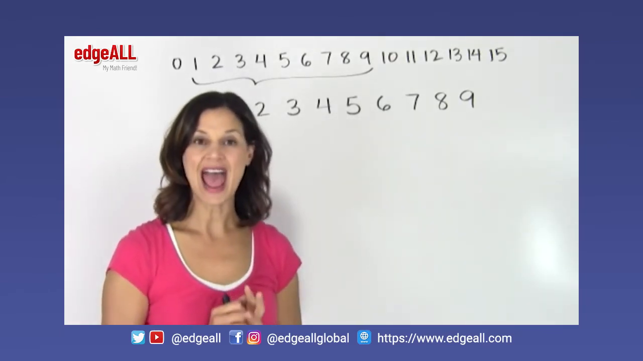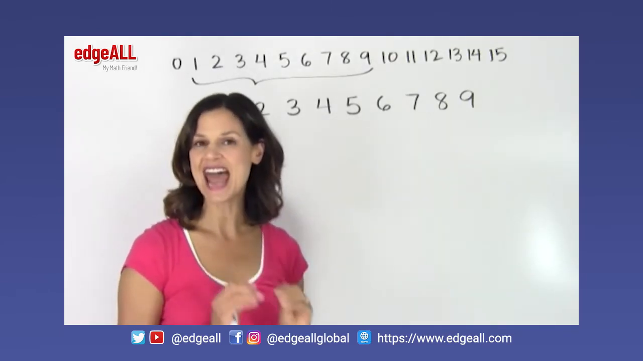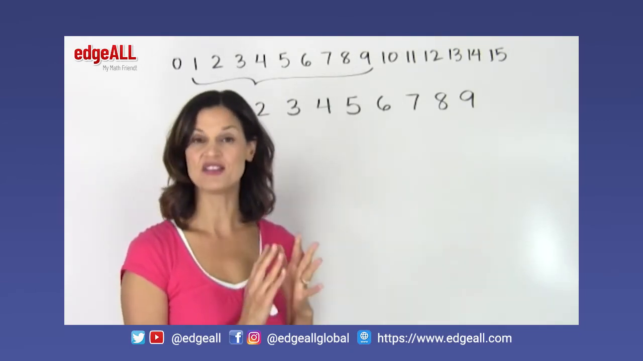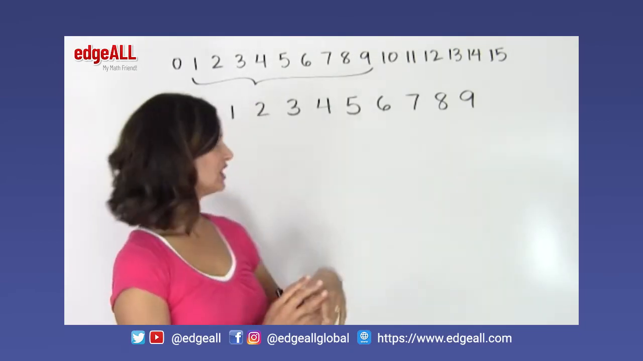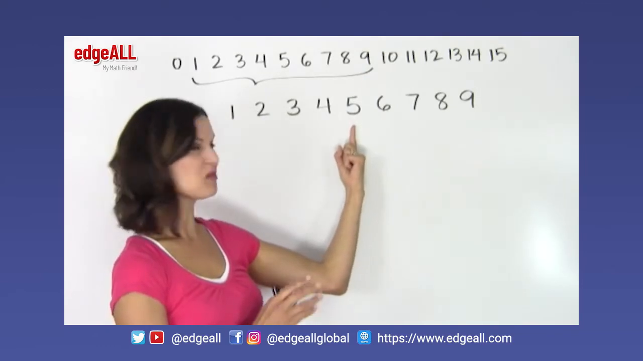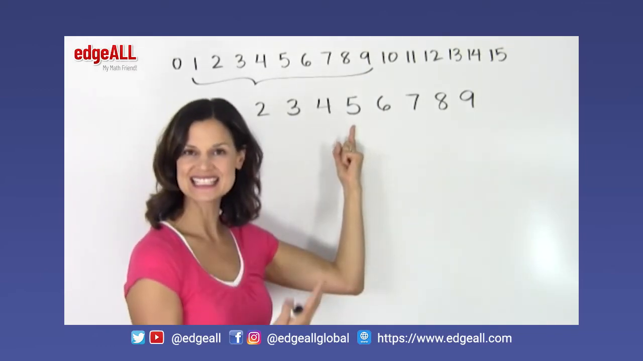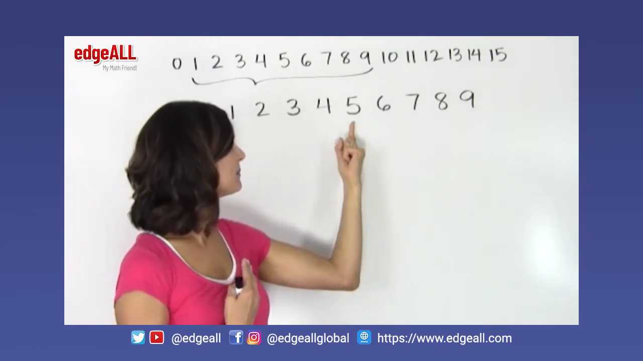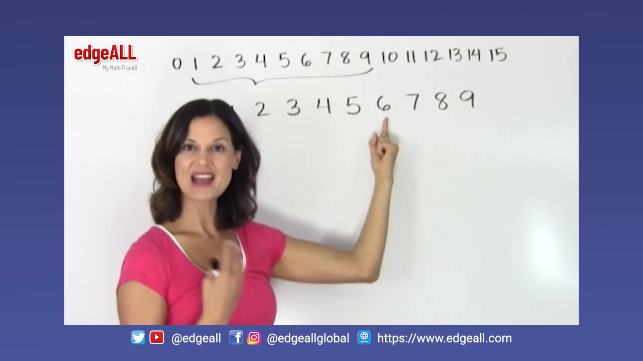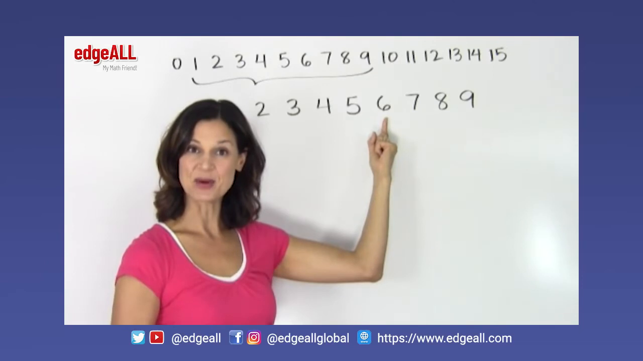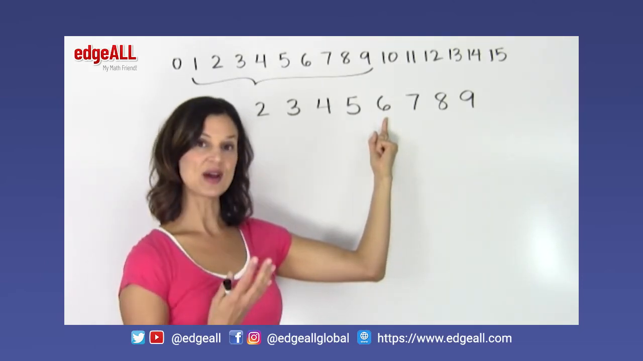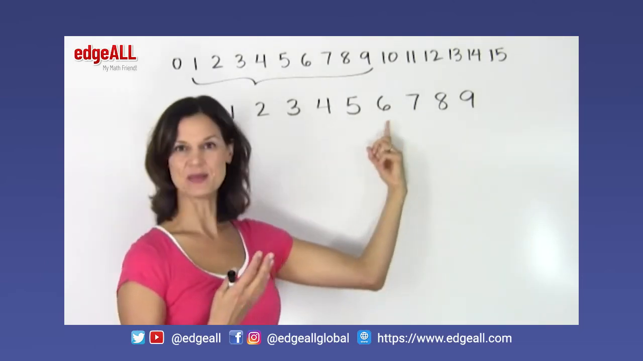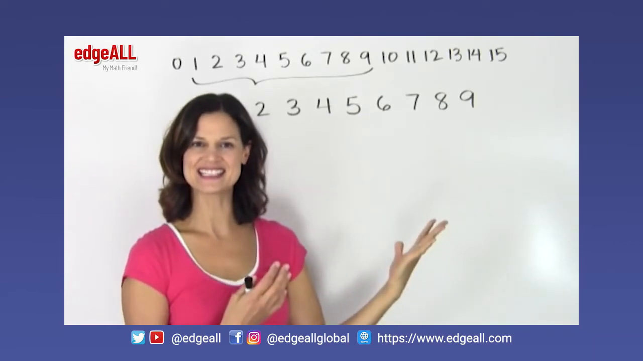What if we were asked to find the next number of 5? We would look at the 5 and we want to know what's the next number. So we're going to look to its immediate right and we'll see that it is the number 6. So the next number of 5 is 6.